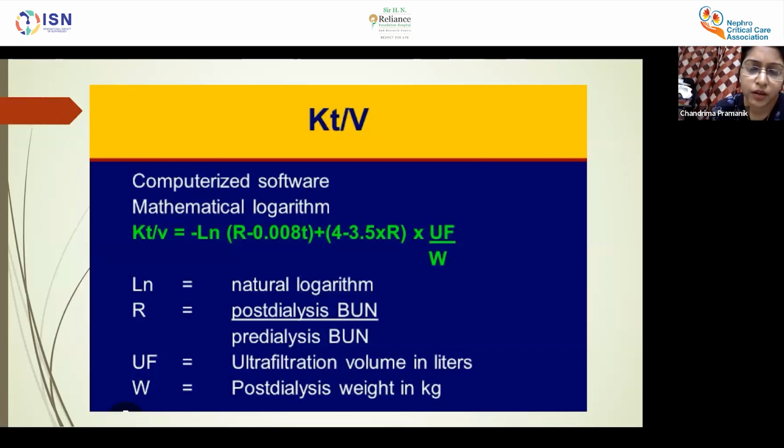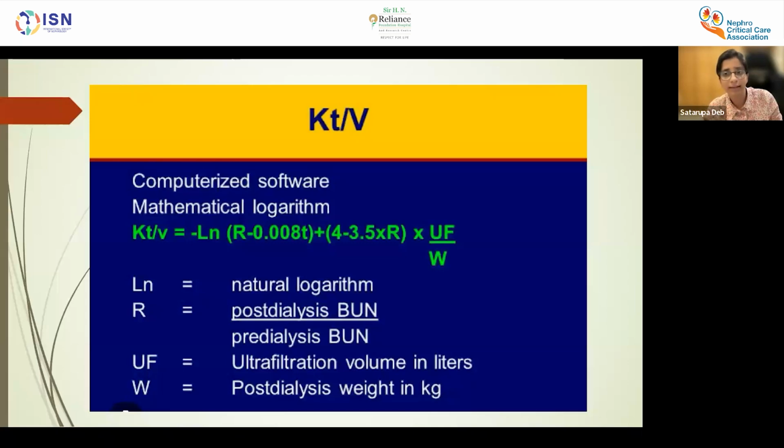The R coefficient over here is actually the urea. In addition to R, what else are you getting? This UF by W will give you the convective clearance that is happening when you are doing ultrafiltration. What else? The middle part of the equation, 4 minus 3.5 into R. What does this denote? This denotes the urea generation. For example, within the 4 hours or 5 hours of dialysis that we do, there is urea generation in the body, which is not taken into account in the URR equation.